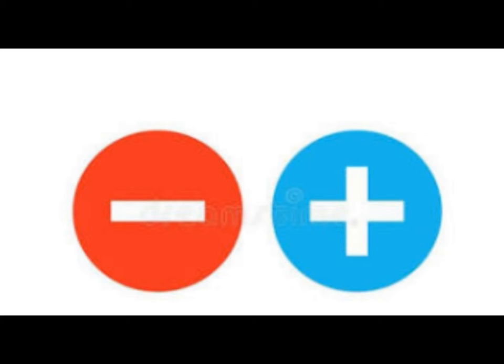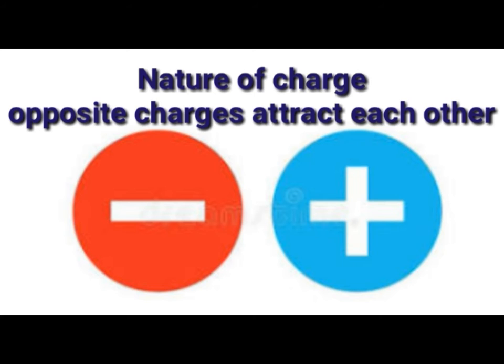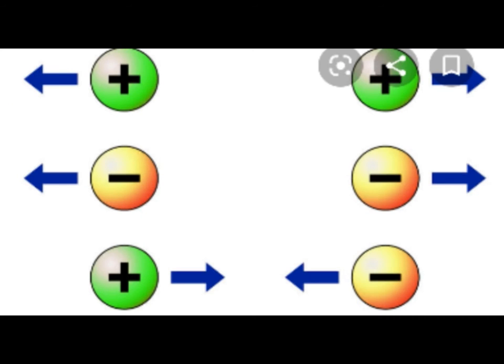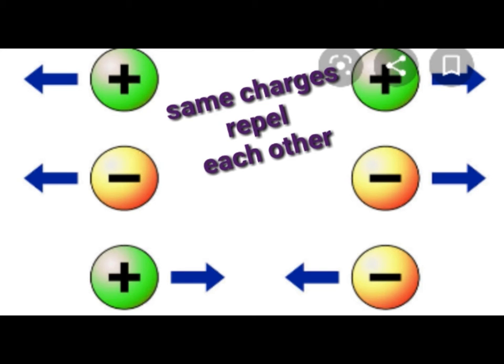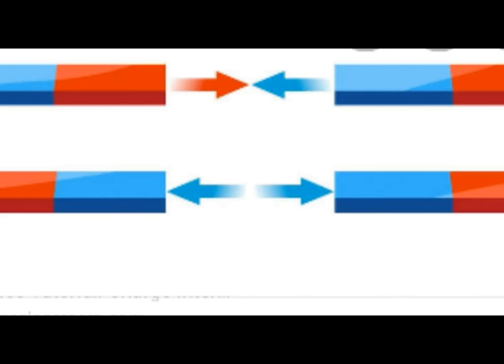Positive and negative attract each other, meaning opposite charges attract each other. And the same charges, meaning negative or positive, will repel each other, but opposite charges always attract each other. You can see here that two positive charges are going far from each other, in two different directions, but a positive charge and a negative charge are attracting each other. Similarly, the different poles of magnets attract each other, but the same poles of magnets always repel each other.